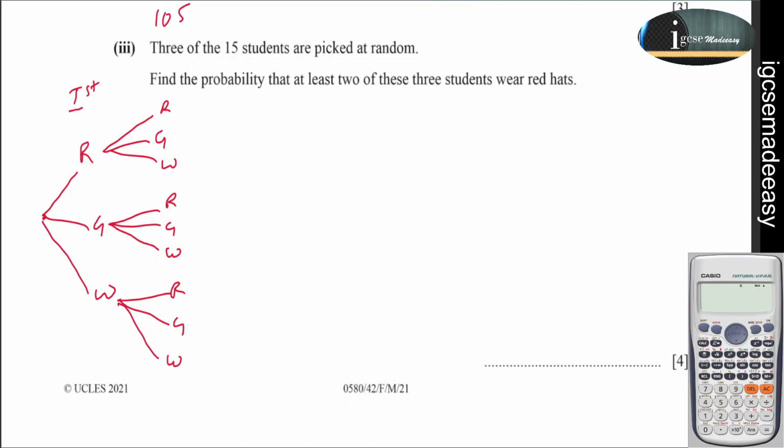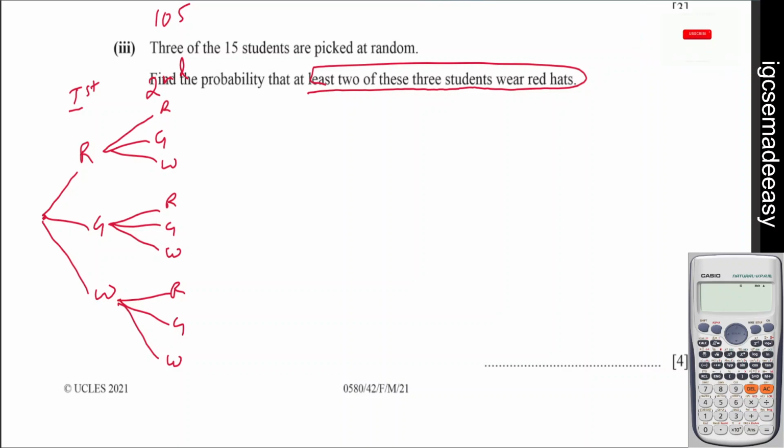Correct. So this is the second pick. Third time if I'm taking the students, now you have to be very careful. You don't have to draw all the tree diagrams here. We just have to consider that two should be red, right? At least two of the students should wear the red hat. So we will only draw the branches which have two red.